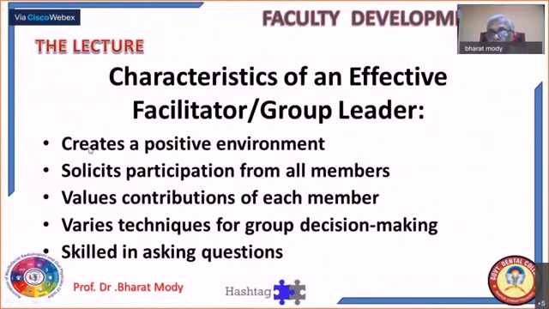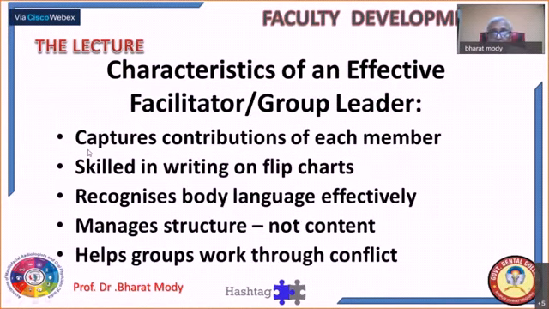So the work of a teacher is that of a facilitator. He creates and solicits participation. He tries to draw them out. Instead of being quiet, let them talk. And that is the value, so he should be very skilled in the questioning method. All the contributions which are coming from the students, he uses a flip chart, and on the flip chart he writes that down. So he records everything. That is the work of the teacher.